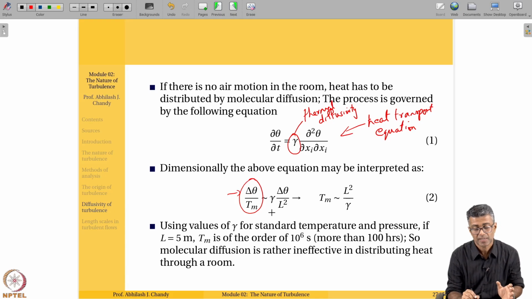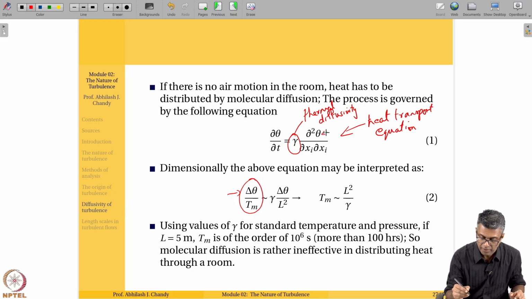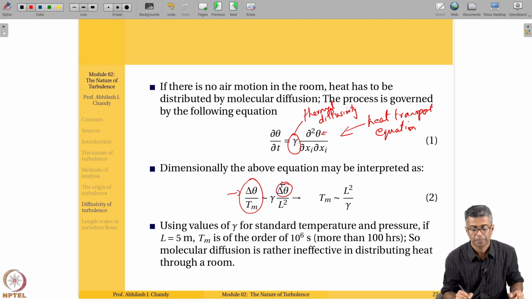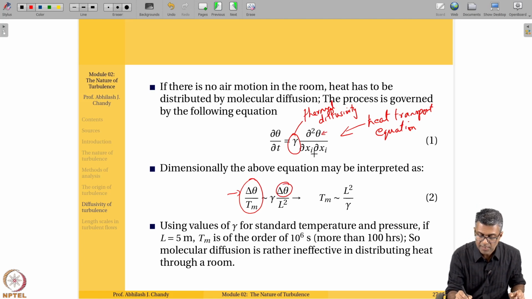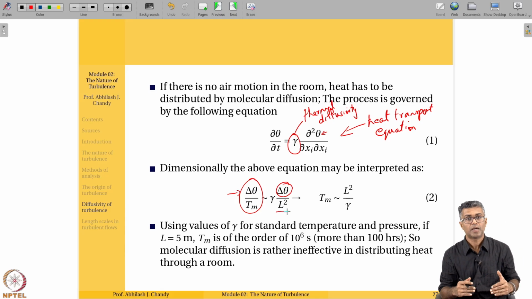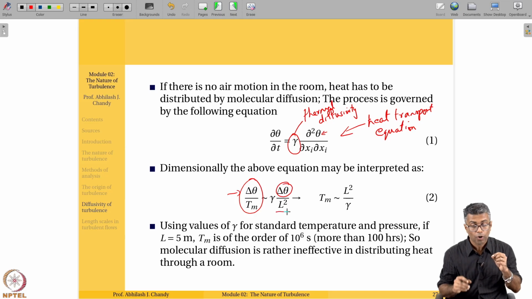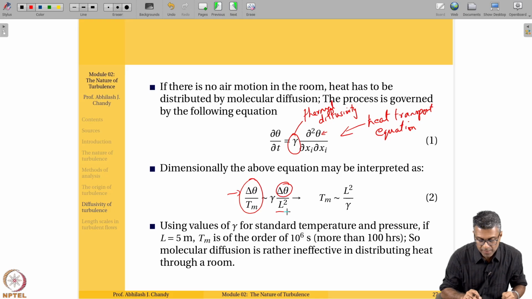I keep that as such, multiplied by delta theta over L squared, because I again have del squared theta here. So on the right hand side too, I will have delta theta, divided by del xi. My order of magnitude analysis allows me to write this as L squared, because I'm doing an order of magnitude analysis. So each term I'm writing in terms of the order of magnitude.